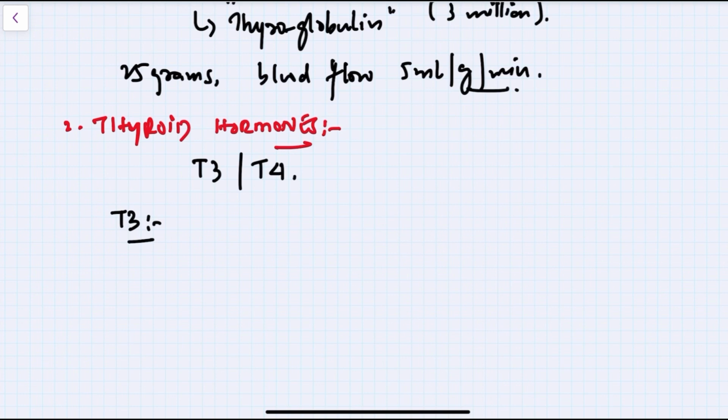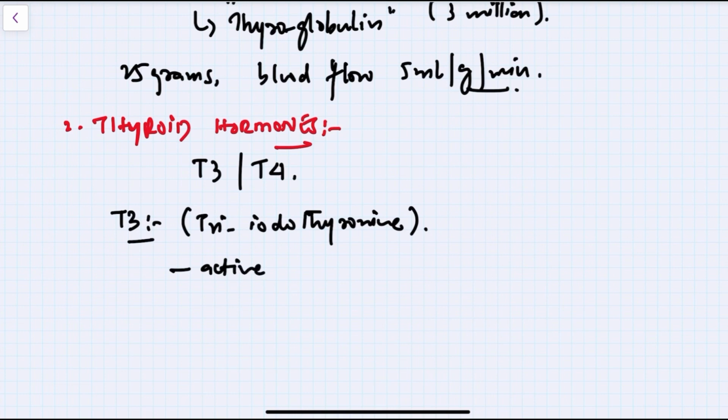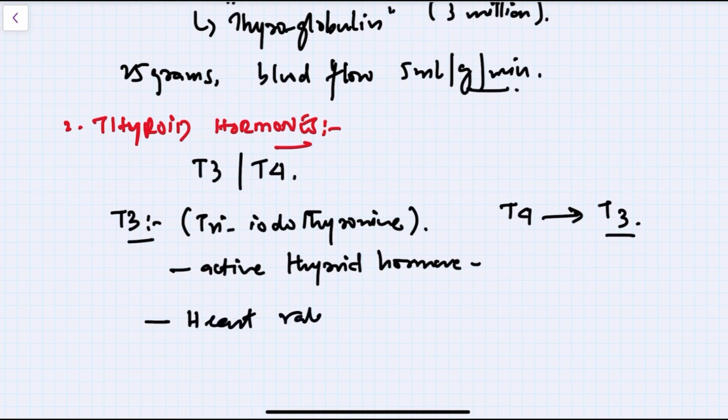T3 is actually triiodothyronine. We call it triiodothyronine because it contains 3 iodine molecules. This is an active thyroid hormone. You should remember that this is an active thyroid hormone, and it's derived from T4. So basically T4 leads to the formation of T3. And this T3 plays a crucial role in regulating the metabolism, body temperature, and energy production. It also impacts the heart rate and digestion, as well as muscle function.